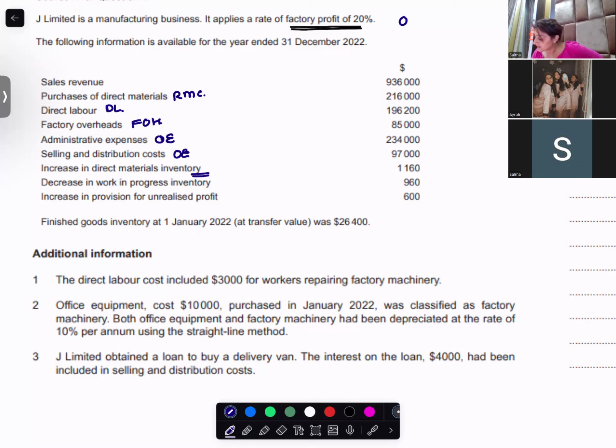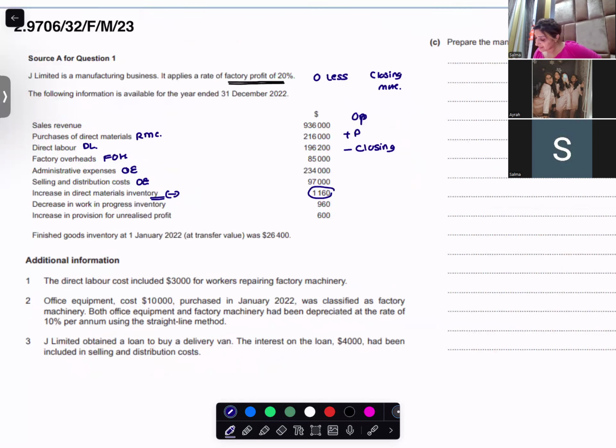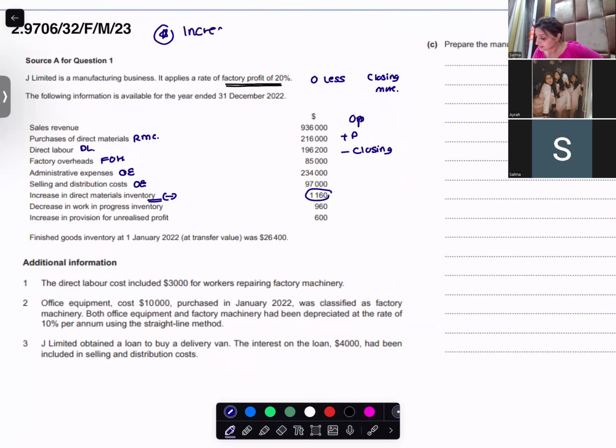Direct material increase means opening was less, closing is more. So direct material consumed is opening plus purchases minus closing. So the closing is more by 1,160. So you'll minus it. So increase in inventory is deducted. Increase in closing inventory is deducted. Okay. So we will write this as our hints. You will write your hints at one place, please. Increase in closing inventory is deducted. Another thing, increase in PUPA is loss.